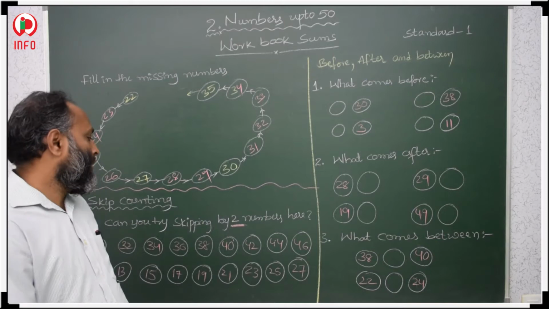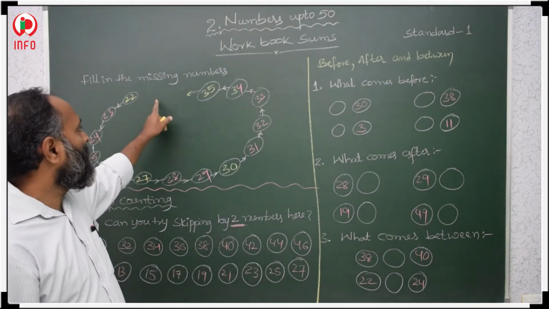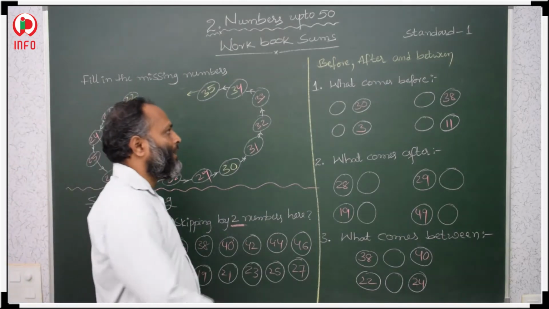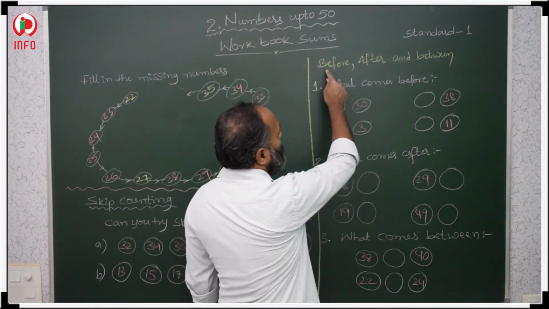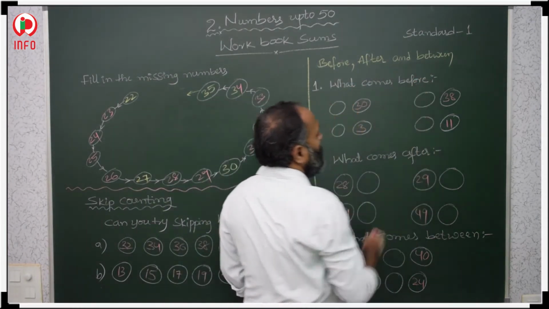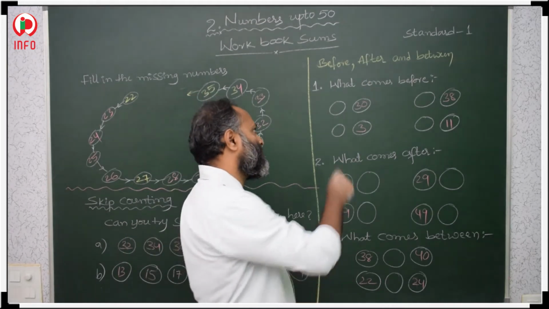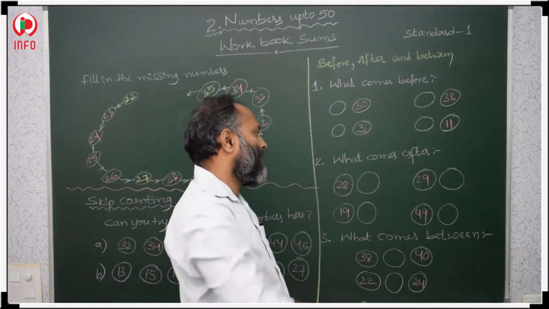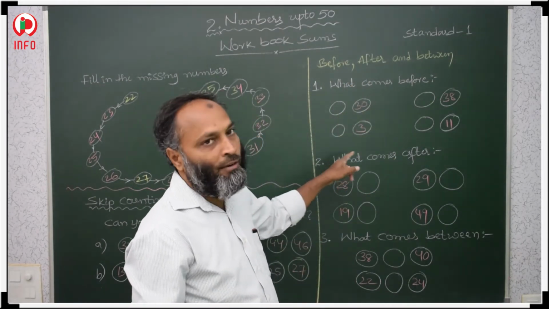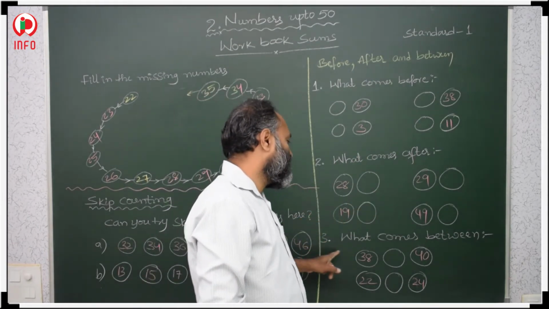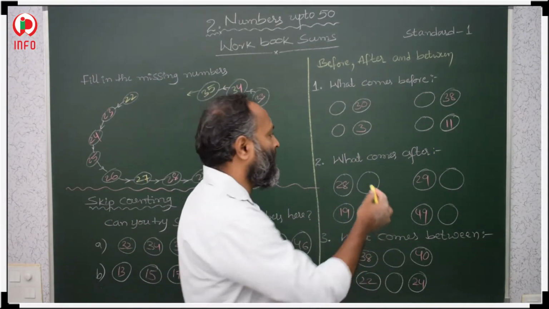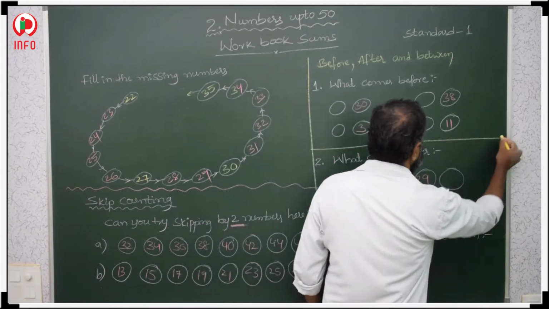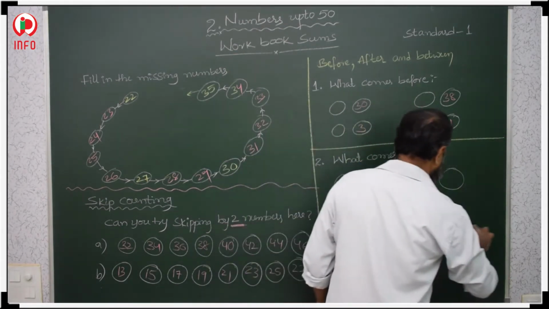Okay, then skip counting and missing numbers are over. Next, before, after and between numbers. In the first part we have to write the before number, in the second part we have to write the after number, and in the third part we have to write the between number.